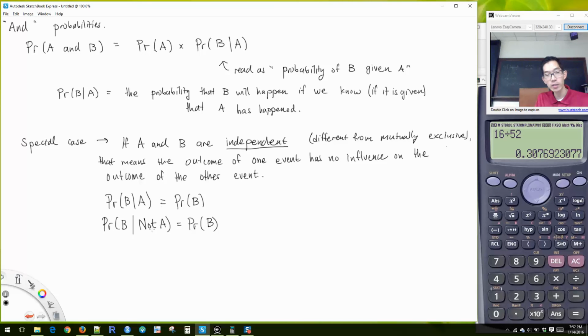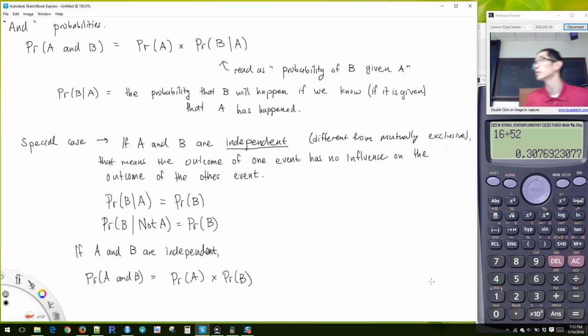And so when we apply that to our AND probability rule, if A and B are independent, then the probability of A and B will equal the probability of A times the probability of B given A, but the probability of B given A is just the probability of B. Is that okay? Yes, question.